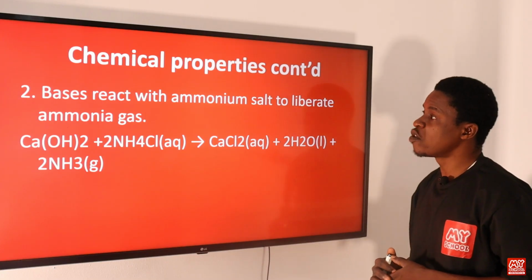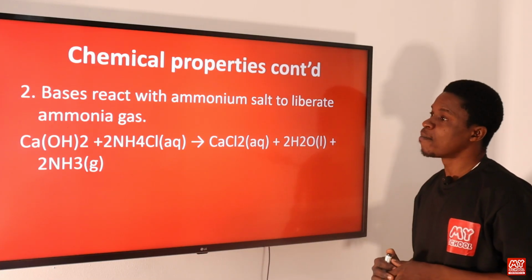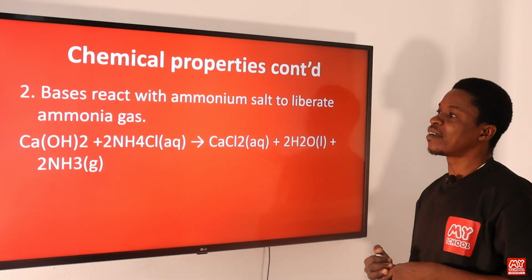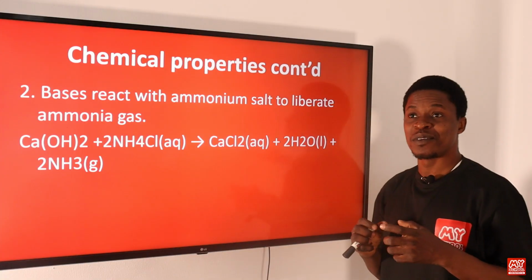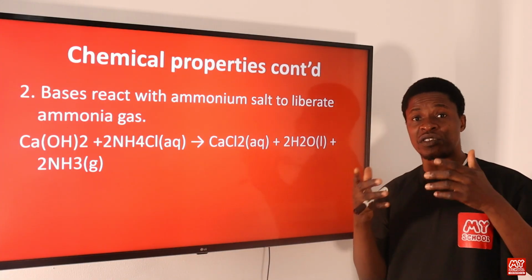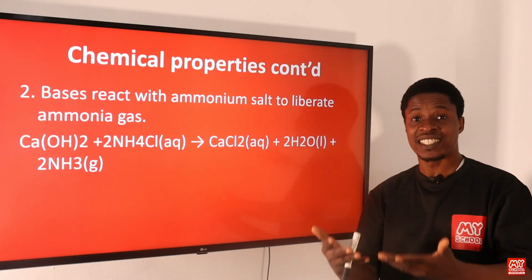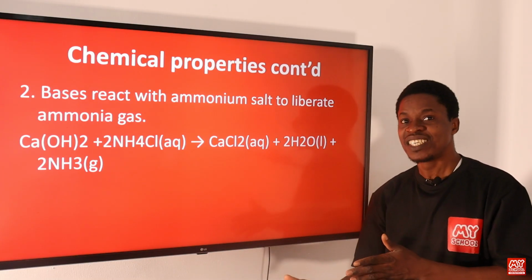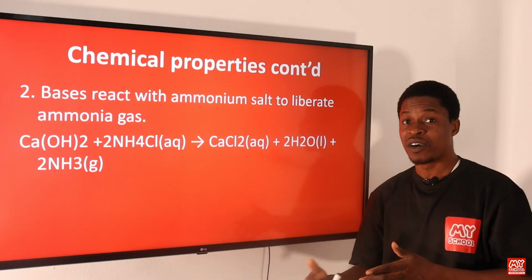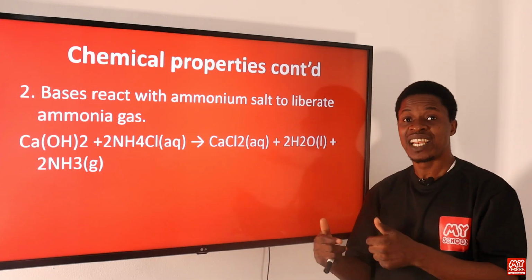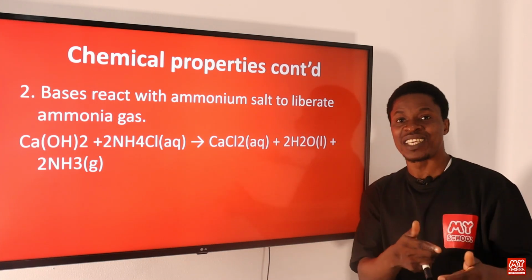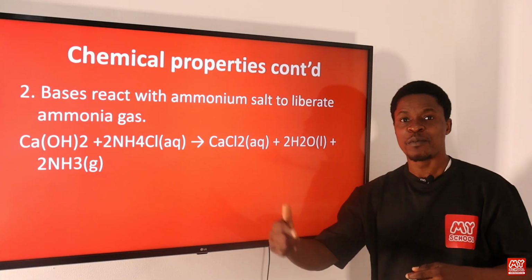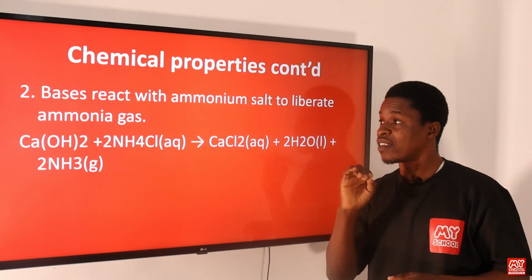Bases react with ammonium salt to liberate ammonia gas. Just like we talked about a confirmatory test when looking at the reactions of acids. We said whenever acids react with carbonate salts, carbon dioxide, CO2, must be liberated. And when acids react with metals, we said hydrogen gas, H2, must be liberated. Please keep those at your fingertips, don't forget them.